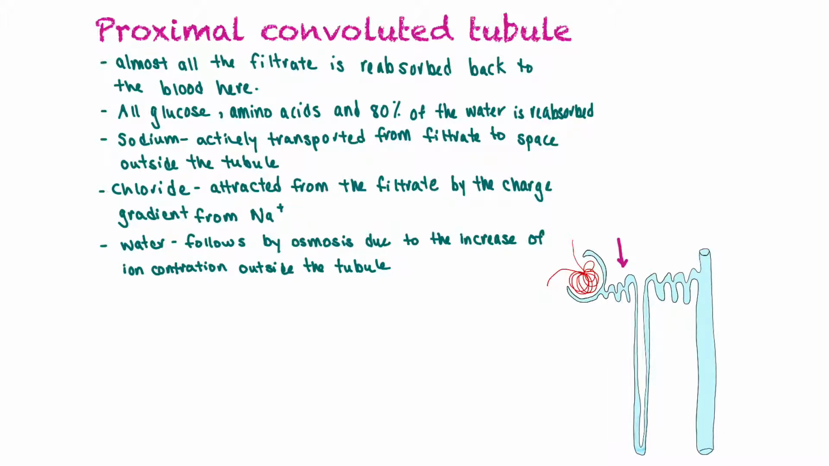Sodium is actively transported from the filtrate to the space outside of the tubule, and then the chloride ions are attracted from the filtrate by the charge gradient from sodium. And then finally, water will follow by osmosis due to that increase of ion concentration outside the tubule. So then it'll enter the blood and then go back to the body.